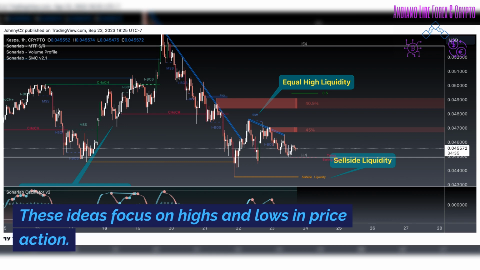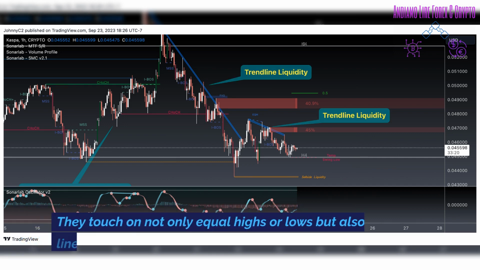You can also see an area of sell side liquidity as well. So this indicator will mark off either of those two types of liquidity. They touch upon not only equal highs and lows, but also trend line liquidity as well. You can see that in the diagram in the background. There's two trends there indicating areas where some orders may be placed, that price can retrace back to and therefore pick up those orders for, again, more liquidity.